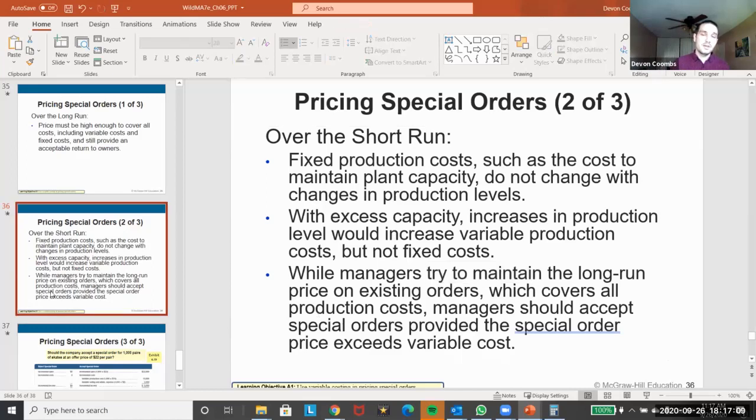So the idea is that if there's a special order, you have to make sure that it doesn't increase your long-term costs. From a service perspective, in consulting and accounting, there's a lot of risk of having very busy times, such as during tax season, or if a company goes public and you have to do some kind of filing.